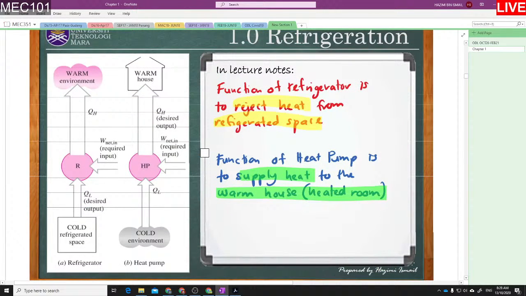Okay, so we revise back. The function of a refrigerator is to reject heat from the refrigerated space. The function of a heat pump is to supply heat to the warm house. They have different objectives or functions, but use the same principle of thermodynamics, which is transferring heat from cold to warm.